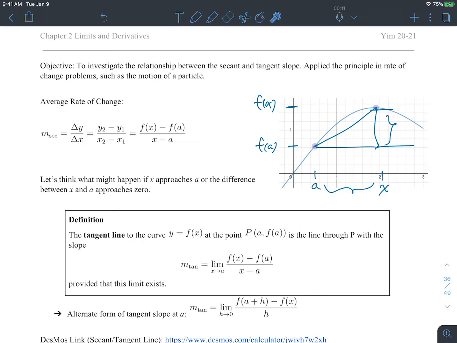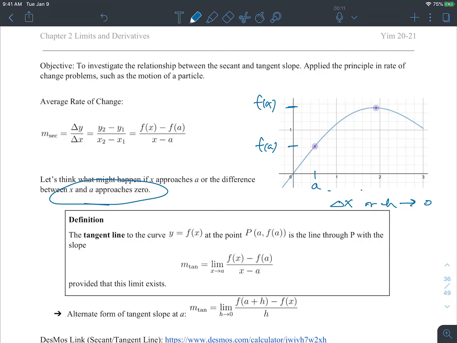Now, let's think what might happen if x approaches a this way, or the difference between them. We could call them change in x, or simply h. What happens when they go to 0? So what if the difference between these two becomes smaller and smaller? For example, instead of it being here, what if x was a little closer right there, guys? Then maybe f of x will be here instead.